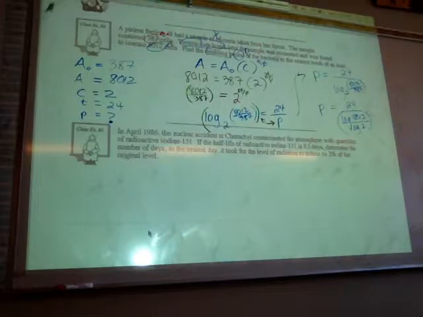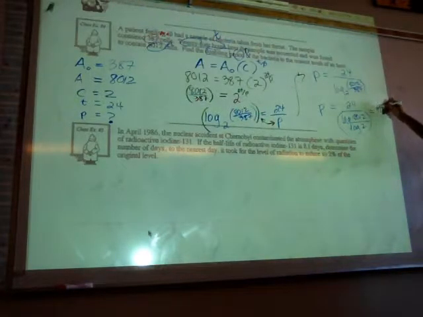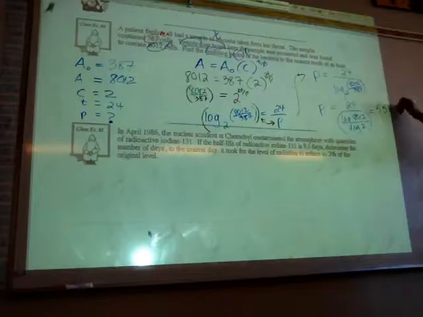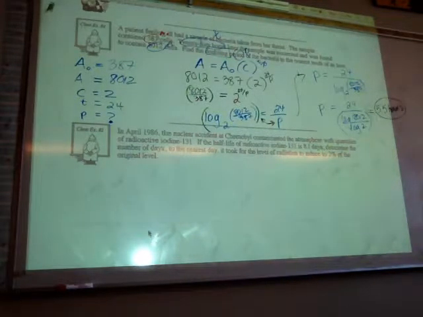So we need to find the doubling period to the nearest tenth of an hour. And if we round, we should get 5.5 hours. Okay, the answer is 5.489. If we round, we get 5.5.